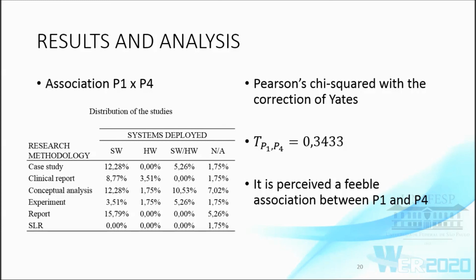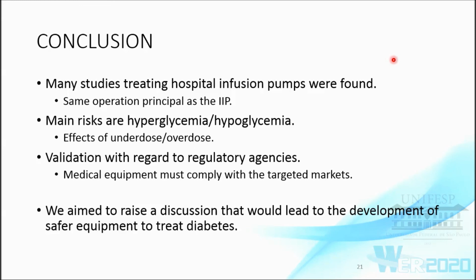This means that there is not a solid association between those properties, but still it is perceived a feeble association. Then, coming to the conclusions, on this systematic literature review, we aim to investigate the requirements and the risks for the insulin infusion pumps. With the studies, we found many papers treating hospital infusion pumps, that is, their smart pumps. It is worth mentioning that this manifestation does not invalidate the aim of this review, because the smart pumps and the insulin infusion pumps have the same operation principles, so the risks and the requirements are similar.